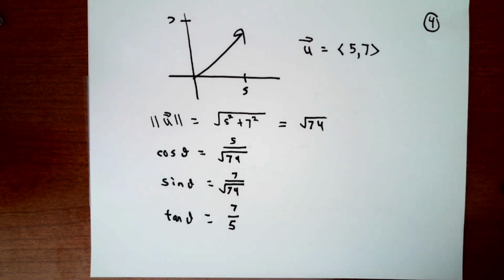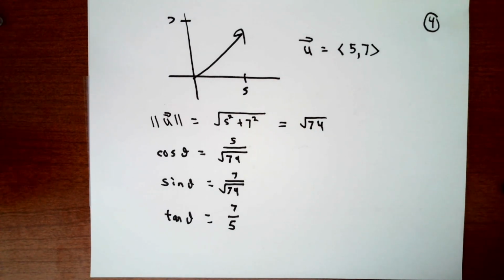Direct calculation shows that the length of vector u is radical 74, and then once I know that, cosine of theta must be 5 over radical 74, sine of theta must be 7 over radical 74, and tangent of theta must be the second component divided by the first one, 7 divided by 5.